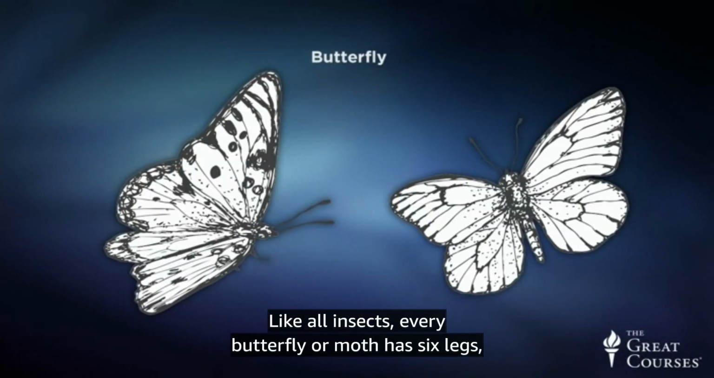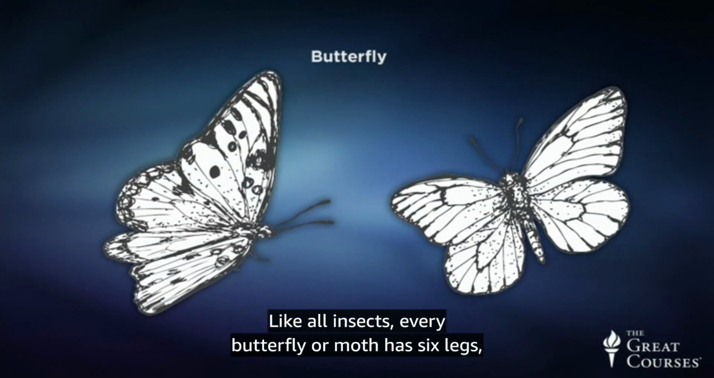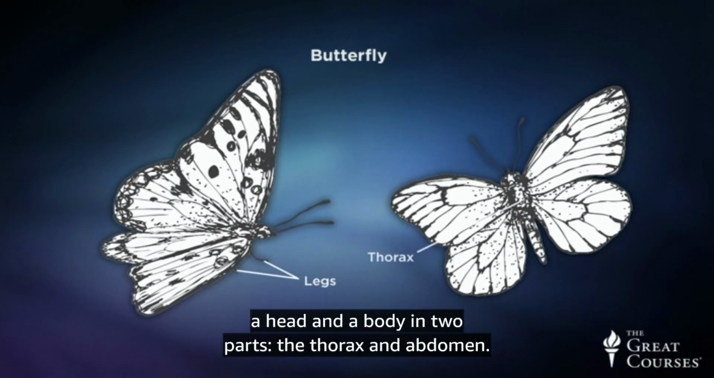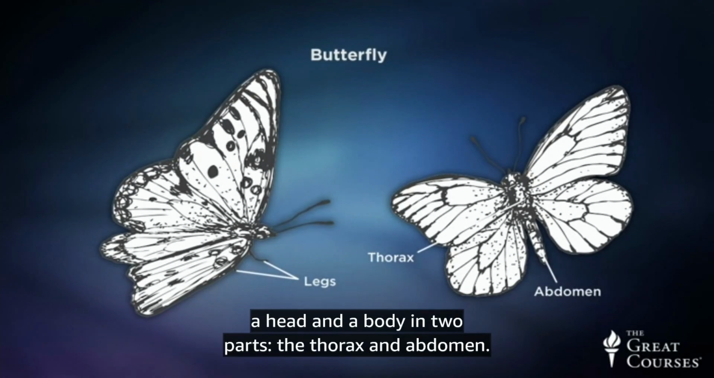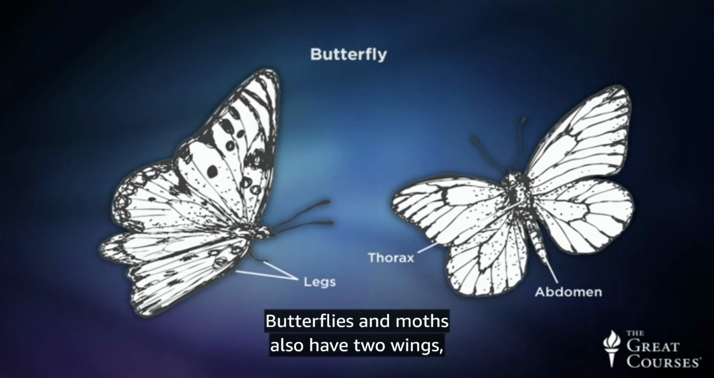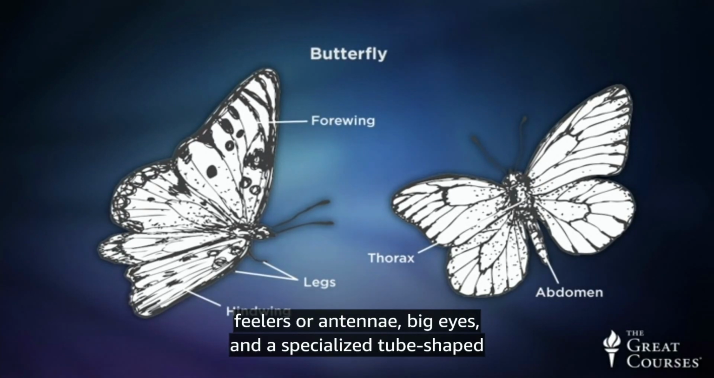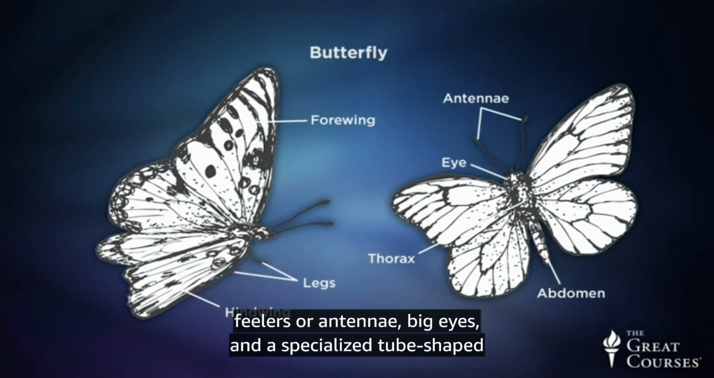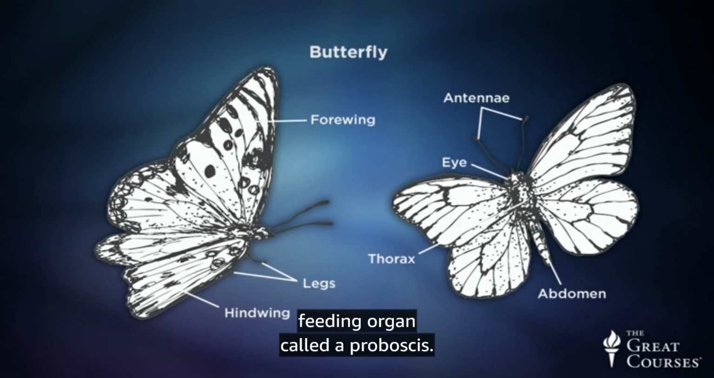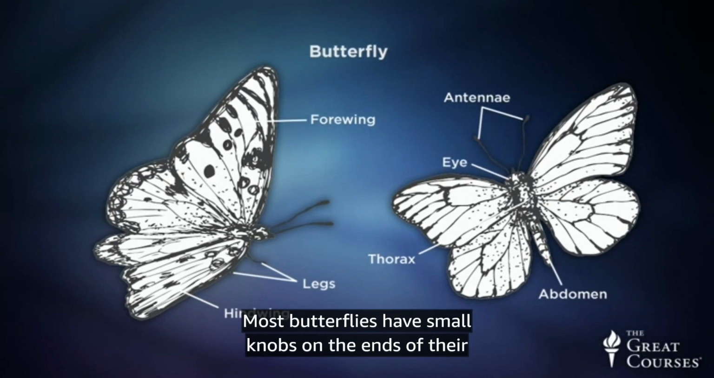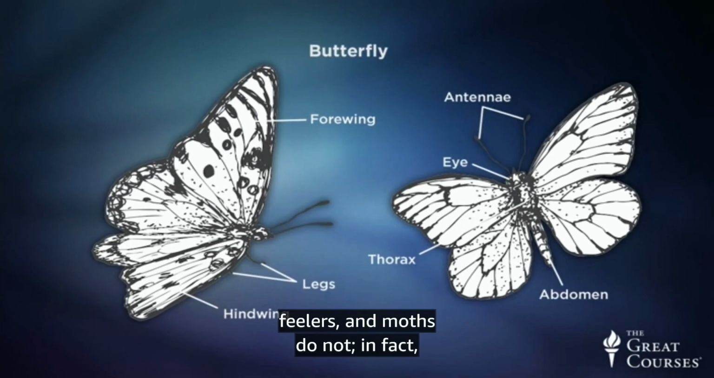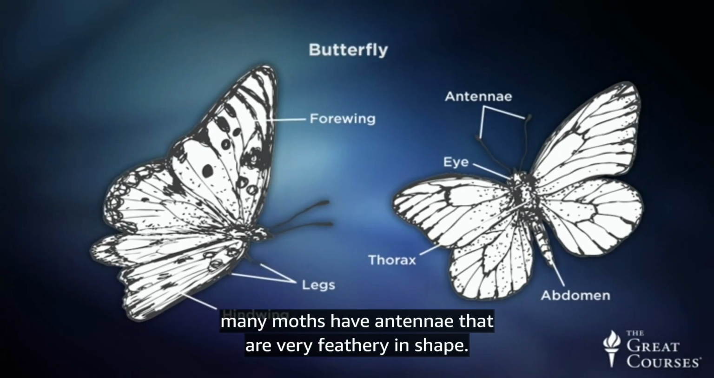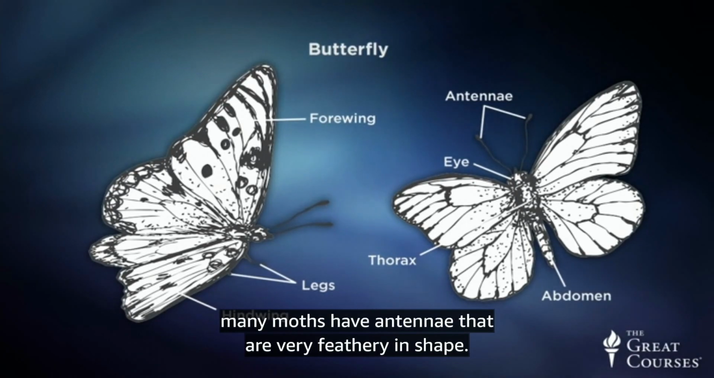Like all insects, every butterfly or moth has 6 legs, a head, and a body in 2 parts, the thorax and abdomen. Butterflies and moths also have 2 wings, feelers or antennae, big eyes, and a specialized tube-shaped feeding organ called a proboscis. Most butterflies have small knobs on the end of their feelers, and moths do not. In fact, many moths have antennae that are very feathery in shape.